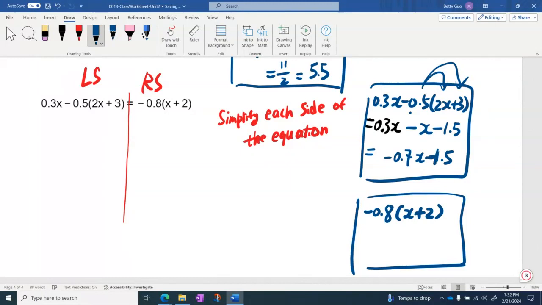Mathematics builds on the previous. So when we solve equations in chapter 2, we use what we learned from chapter 1: the distributive property, terms, like terms, combining like terms.